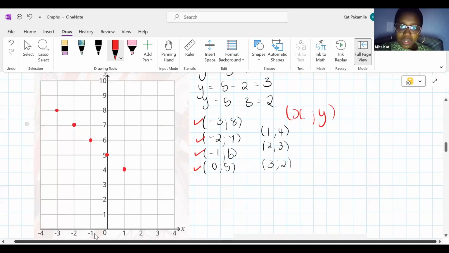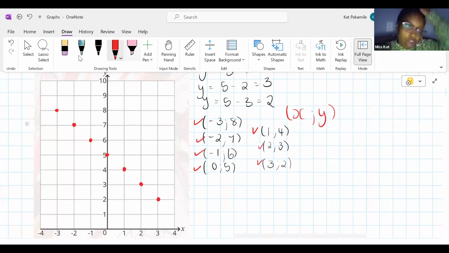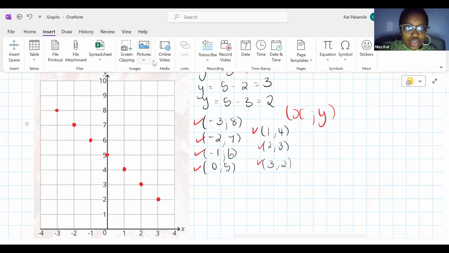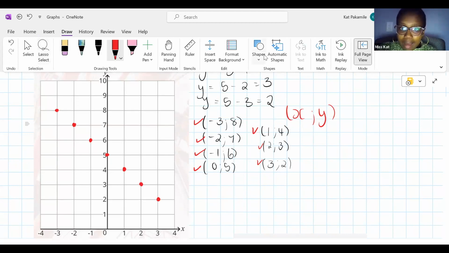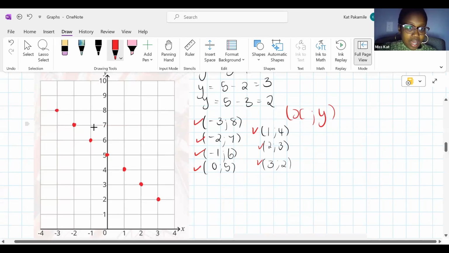1 until 4. Done. I'm going to take questions just now. Okay. There we go, from 2 to 3. Done. And 3 up to 2. And we're done. Now, this is not a graph. This is just a bunch of points that we can't do anything with. So I'm going to use a proper line to join these points. And there we go. That was a terrible line.